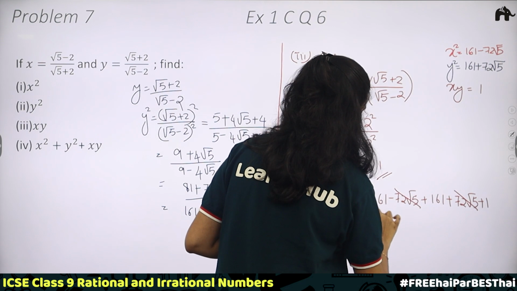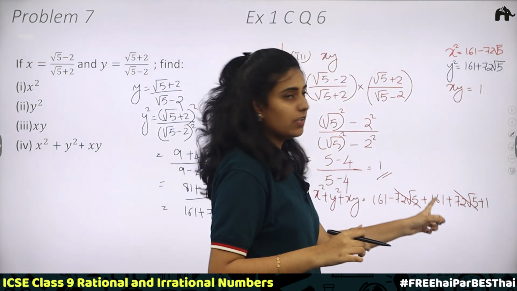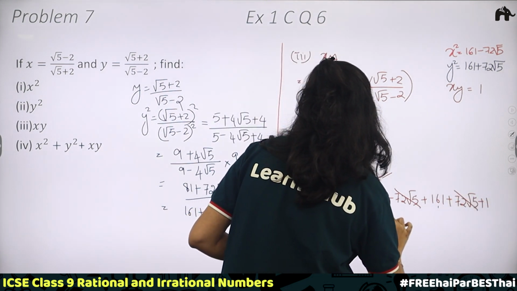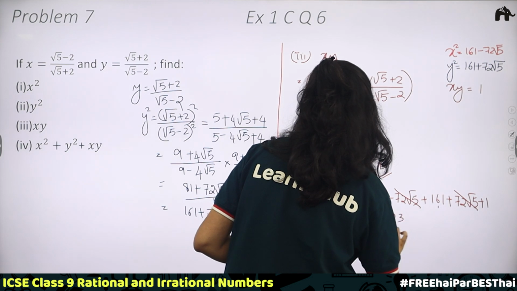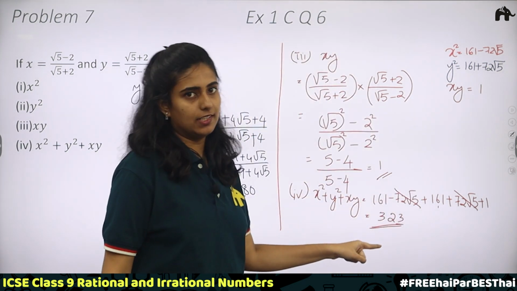161 plus 161 plus 1, you will be getting 323. So, this is your final answer. X square plus y square plus xy will be equal to 323.